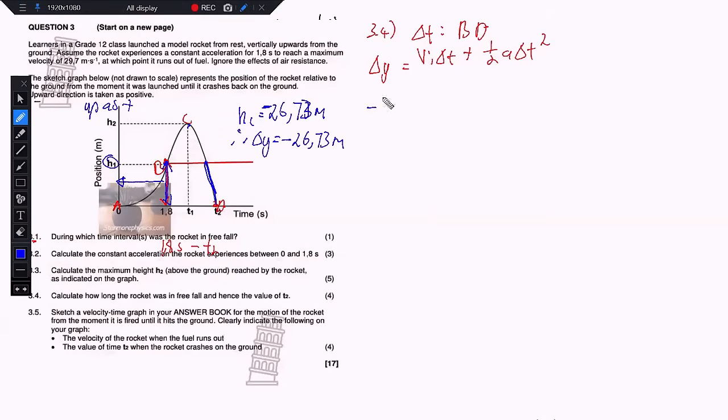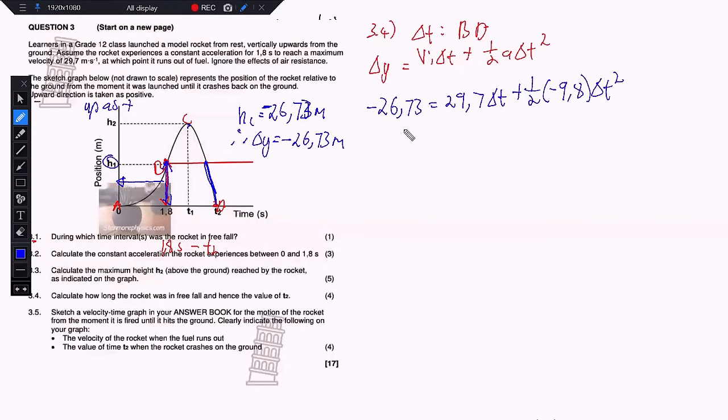Now, this is going to be negative 26.73. But then what is the velocity initially? At that point, we said the velocity at B was 29.7. And then we are looking for delta t, right? So delta t plus half acceleration, it's moving in free fall, negative 9.8, and then delta t squared.